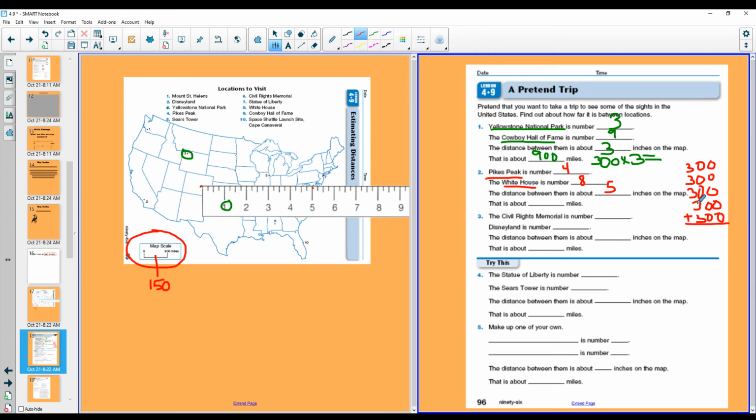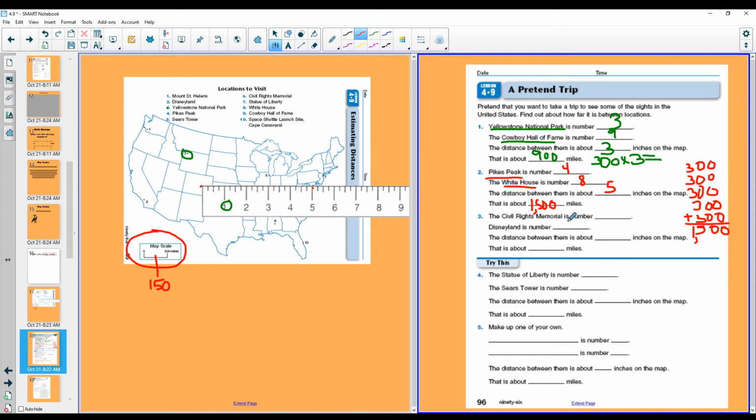3, 6, 9, 12, 15, and then I get my 2 zeros. Remember how to figure out where the commas go. We start at the ones place, we go ones, tens, hundreds, and it goes after that. After 3 numbers, you get a comma. So here we get 1,500. And I'll put my comma in there.